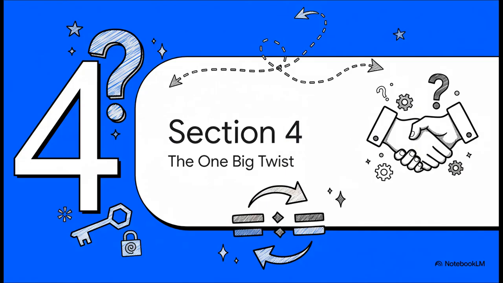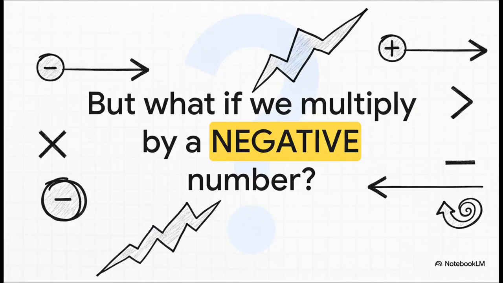All right, section 4. I need you to lean in for this one. This is it. This is the big one. If you only remember one thing from this whole lesson, make it this. This is the secret key to the whole world of inequalities. Seriously. So, we've talked about positive numbers, but what happens when we multiply by a negative number? What do you think happens then? Let's find out, because this is where everything changes.